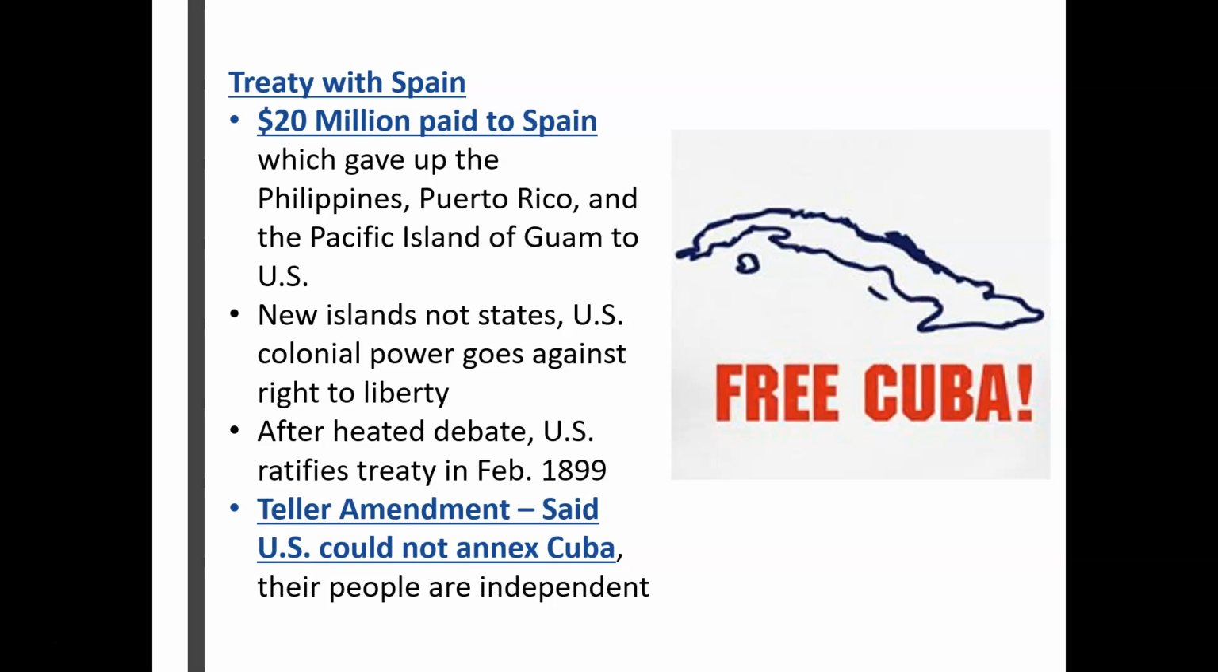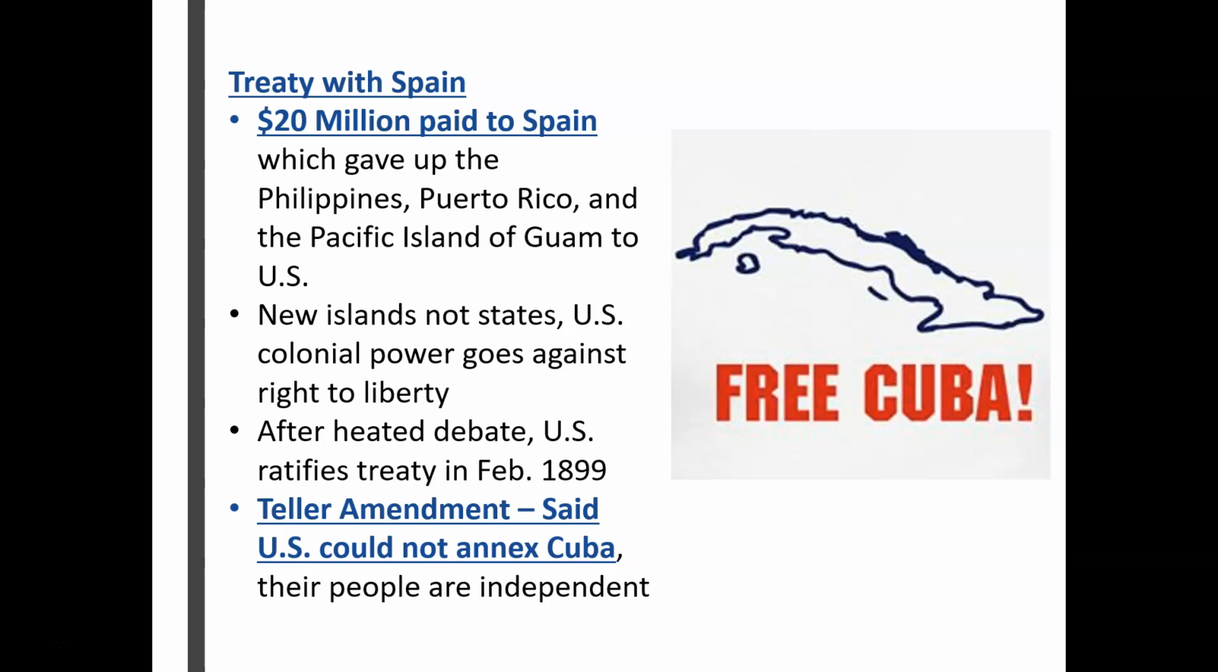Now, the treaty with Spain comes after the war's over, and we essentially paid $20 million to Spain as part of the treaty, and they gave up the Philippines, Puerto Rico, and the Pacific island of Guam to the United States. And the new islands were not states as set by the government, but the U.S. had colonial power over these states, despite the fact that it does go against the right to liberty.